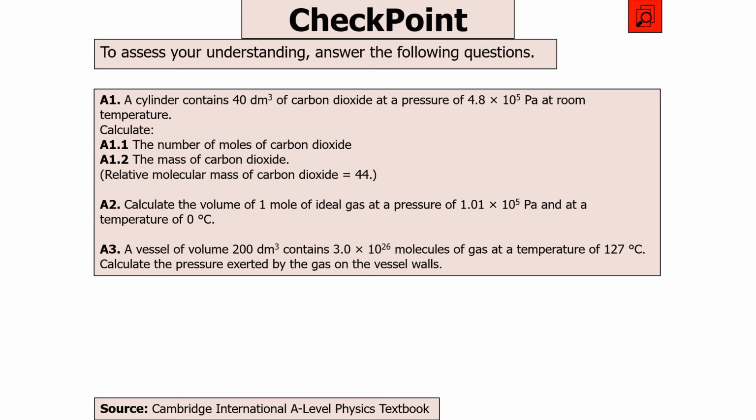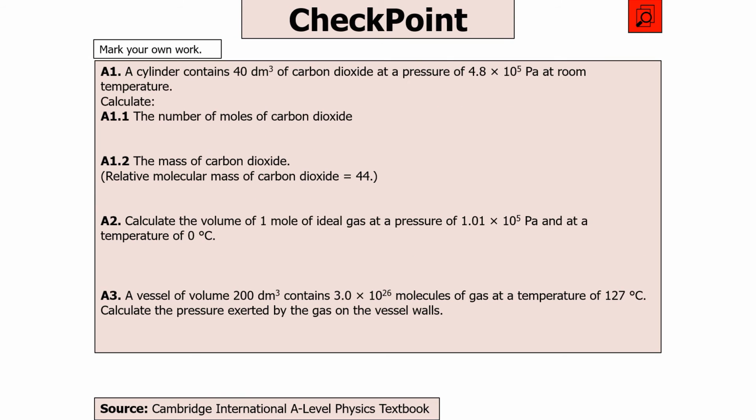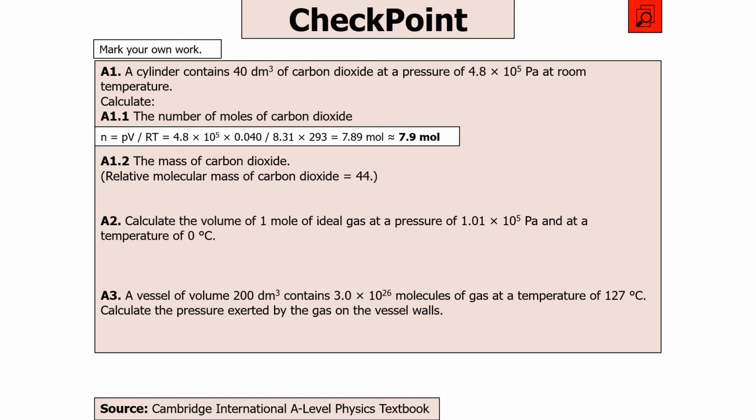So pause the video now, then unpause the video when you want to go through your answer. Right, in this first one we can say n equals PV over RT, the ideal gas equation. Remember to change to work out what the room temperature is. That's 20 degrees Celsius or 293 Kelvin. Pop it all through, 7.9 moles.